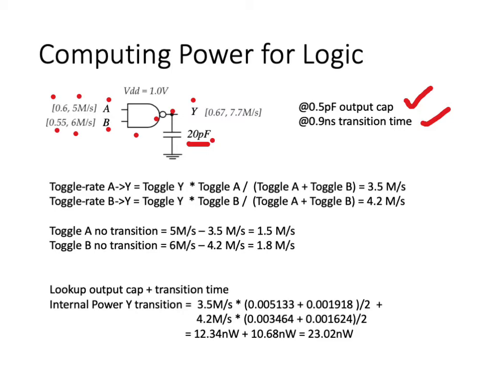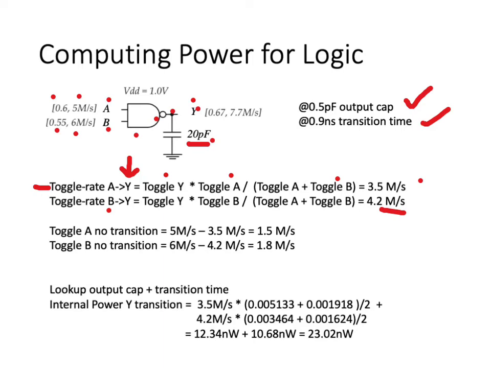So the number of output transitions that arise from a transition of net A is given by the toggle rate of Y times the toggle rate of A divided by the sum of the toggle rates of A and B. Therefore, there are 3.5 million toggles in the output per second that can be attributed to transitions in input net A, and there are 4.2 million transitions per second at the output Y that can be attributed to a toggling of the input net B.